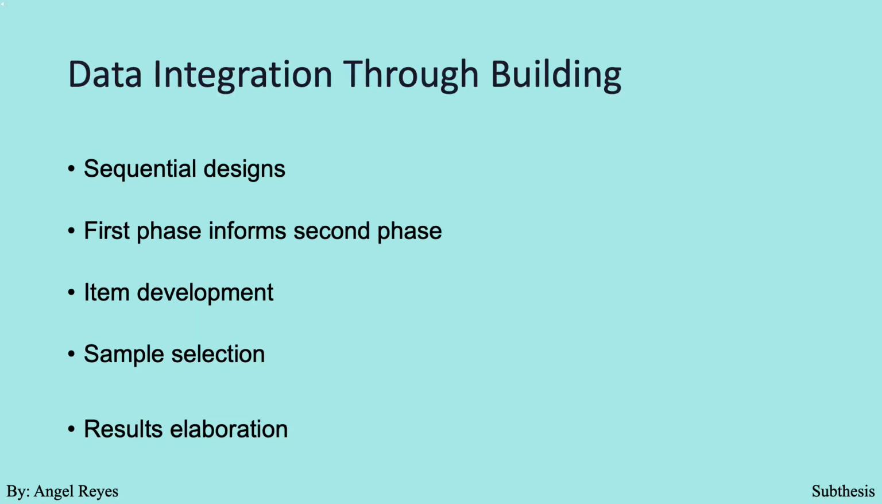In sequential designs, data integration often occurs through building, where results from the first phase directly inform the design of the second. For example, qualitative findings might be used to develop survey items, or a quantitative analysis might guide participant selection for follow-up interviews. This approach allows researchers to elaborate on results, clarify unexpected patterns, or deepen the focus on specific subgroups. Integration through building supports a logical progression and strong internal alignment between study components.